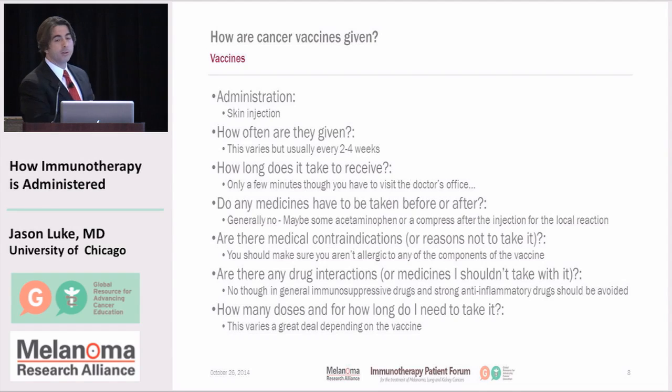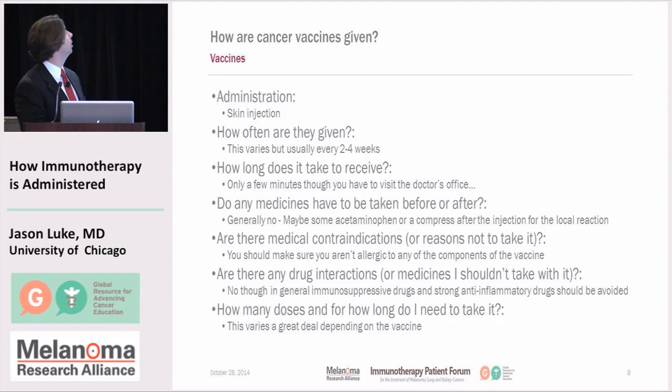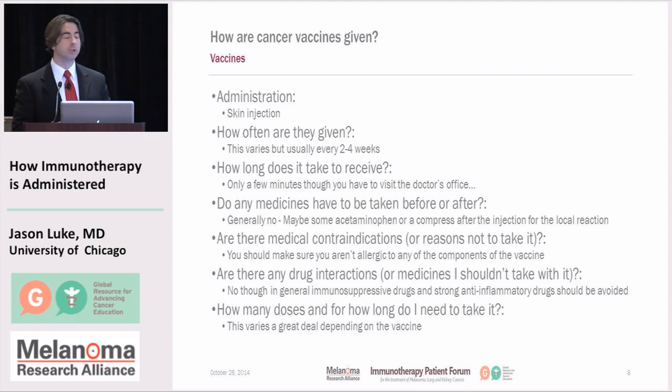How often are they given? Well, that varies somewhat depending on what the vaccine is, but generally speaking, it's on the order of 2 to 4 weeks. How long does it take to receive this? This can vary somewhat as well, but again, it's just a shot, so generally speaking, it doesn't take too long. Often it needs to be prepared, so there is some time on the back end. It might need to be thawed. That might take an extra half hour or an hour, but generally speaking, these treatments are relatively quick.